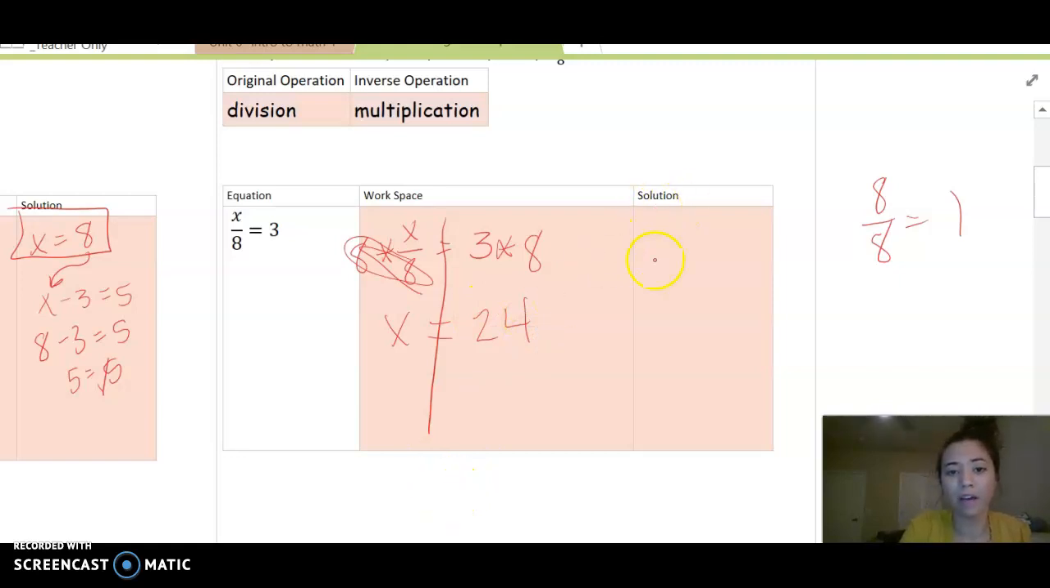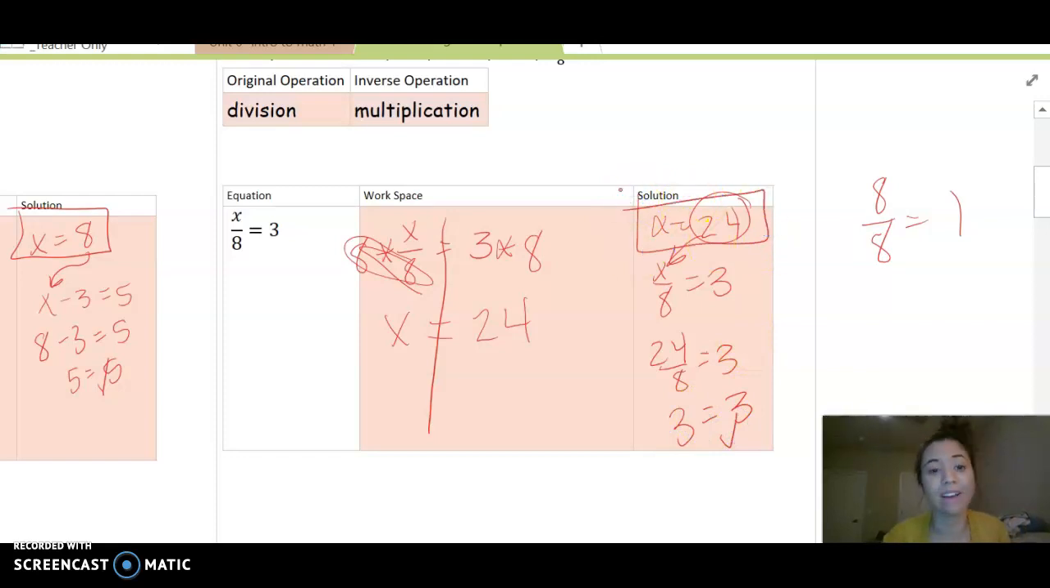And then let's go ahead. I'm going to say it right here, and I'm going to plug it in to check my work. So I'm going to plug 24 right where x is. 24 divided by 8 is 3, so I know I did it right. X equals 24 is the answer.